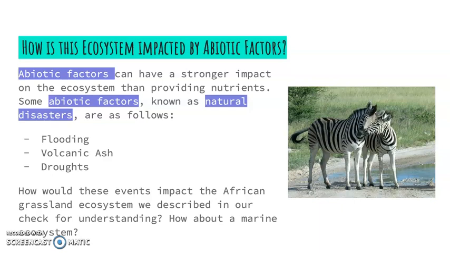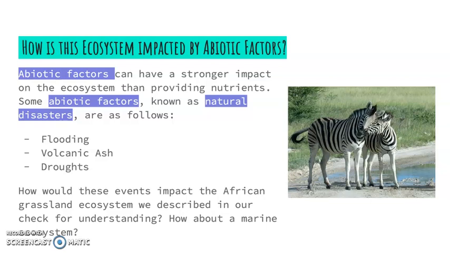How is this ecosystem impacted by abiotic factors? So when we've been talking about abiotic factors, we've been thinking of sunlight, the dirt, and water. Abiotic factors can have a stronger impact on an ecosystem than just providing nutrients or providing some space for organisms. Some abiotic factors, known as natural disasters, are as follows: flooding, volcanic ash, and droughts.